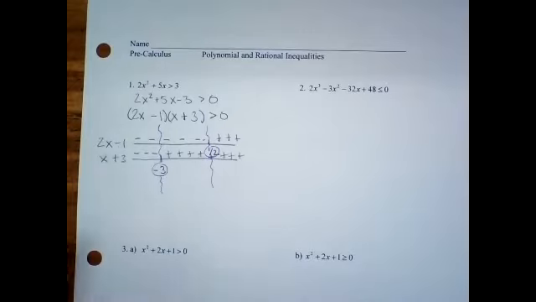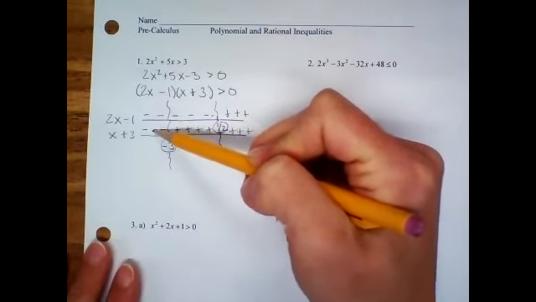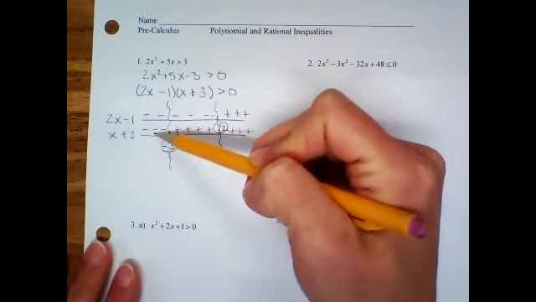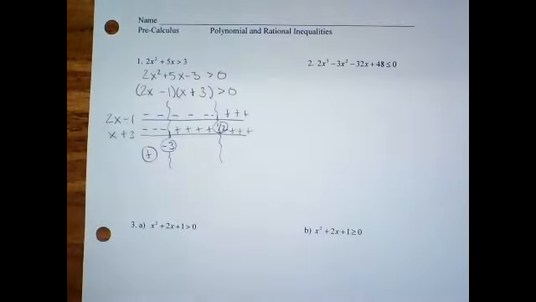And we're going to look at what the overall sign is. So look at this first section. You have a negative times a negative. What would a negative times a negative be? Positive. So that overall sign would be positive. That part of the graph would be above sea level. It would be above the x-axis.